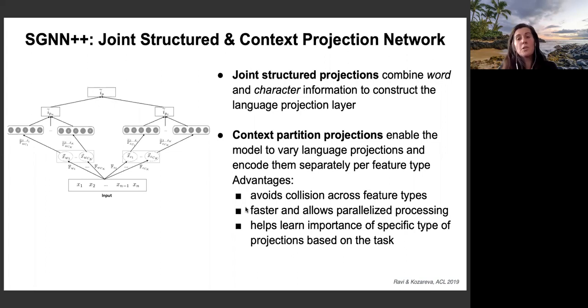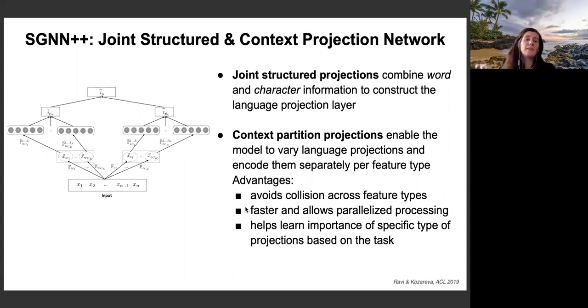Part 2 is the so-called context partition projection. In the previous example, we always reserved the same space for unigrams, bigrams, trigrams, and so on. Here, we decided, based on the fact that unigrams are more frequent than 5-grams, to reserve different spaces for the so-called feature type. Unigrams are the most frequent, and for the larger grams you don't have that many different variations.